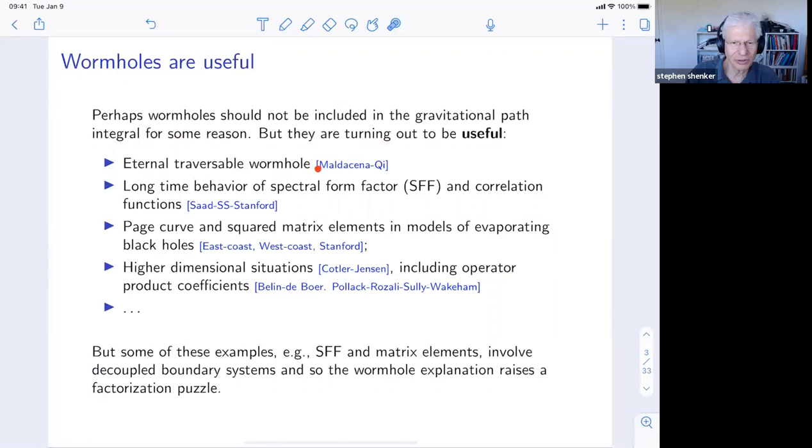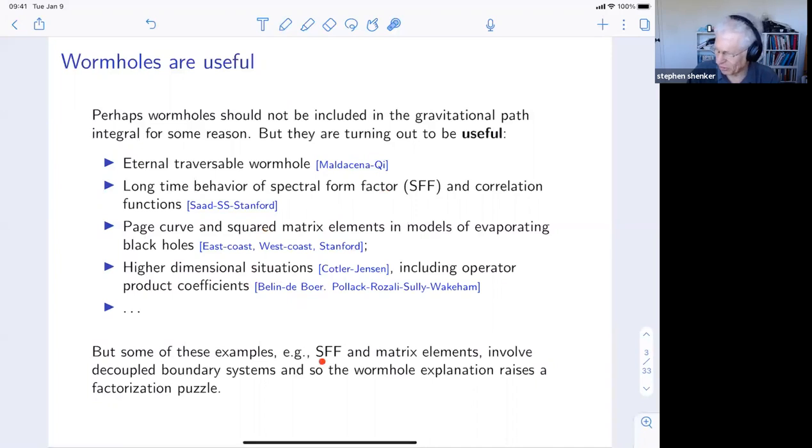There's this thing called the eternal traversable wormhole. There's something we'll focus on, the long-time behavior of the spectral form factor and correlation functions. We'll focus on this. I think Phil has talked about this. Then there's this Page curve and squared matrix elements in the replica wormhole story of evaporating black holes. And then there are extensions to this with higher dimensional situations and plausible candidates to find there.